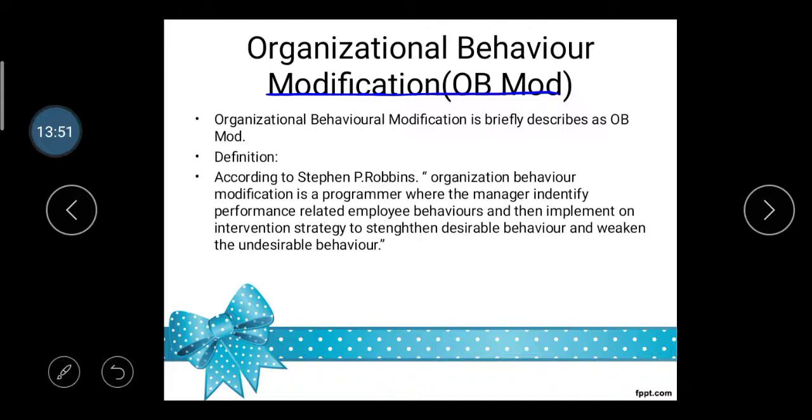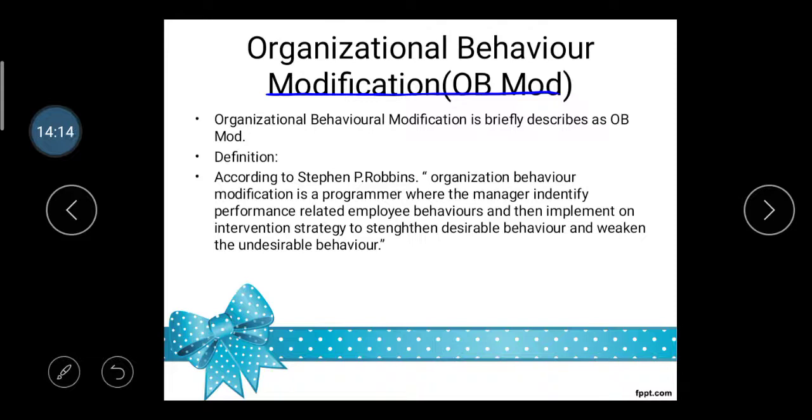According to Stephen Robbins, organizational behavior modification is a program where the manager identifies the performance related to the employee's behavior and then implements intervention strategies to strengthen desirable behavior and weaken undesirable behavior.